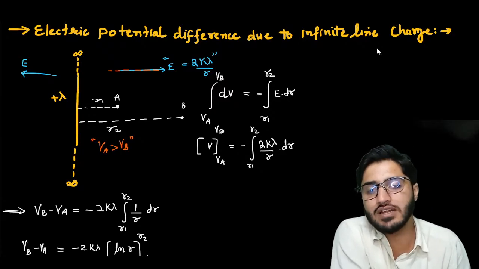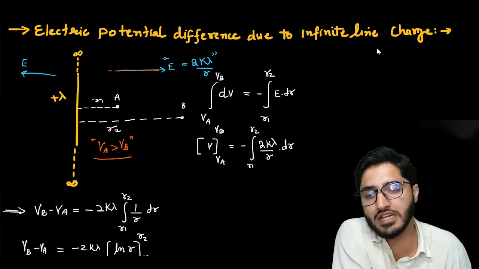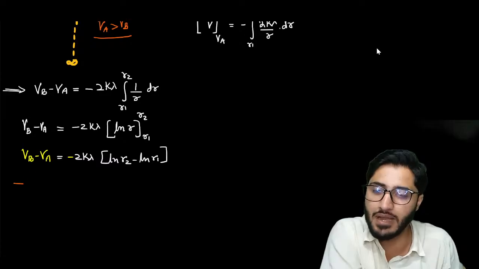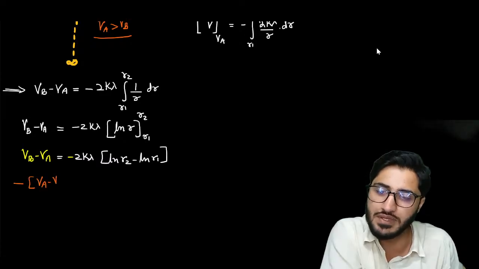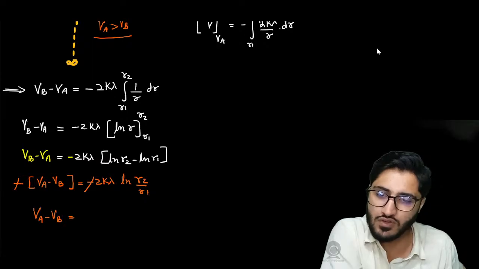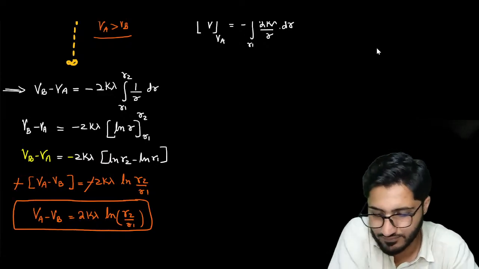Okay. So we know that potential at A is more than potential at B. And if we are doing VB minus VA, it will come out negative, no? So I will just take the minus common and write VA minus VB equals minus 2k lambda ln of R2 divided by R1. Minus cancels out. So VA minus VB is equal to 2k lambda ln of R2 by R1. This would be my expression for it. Easy.